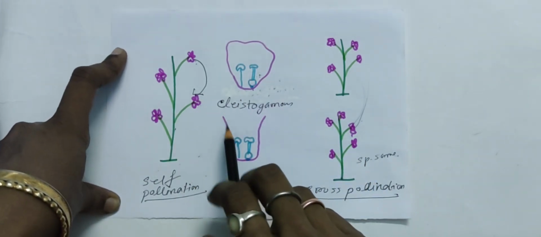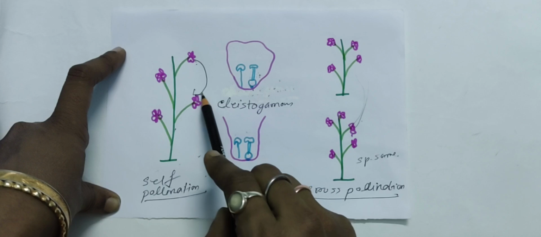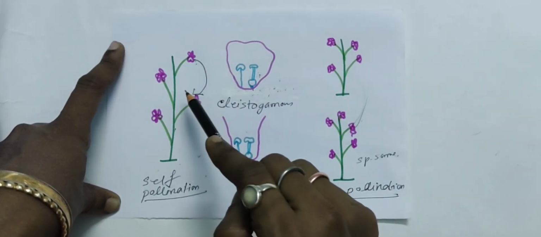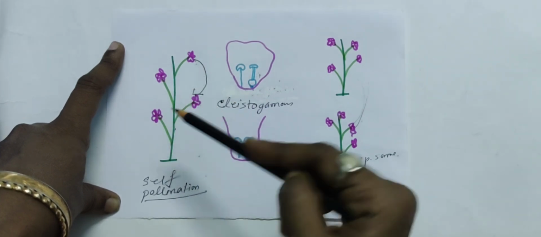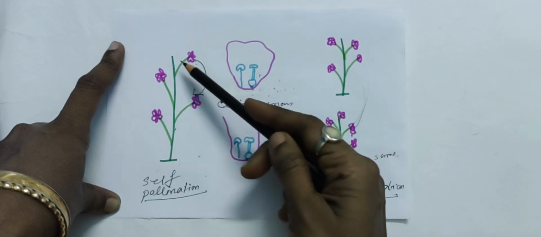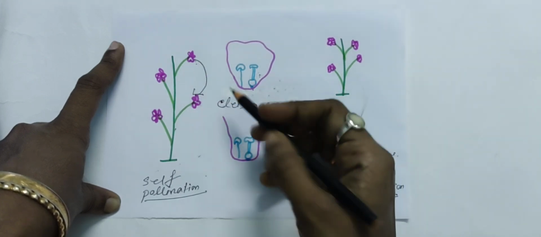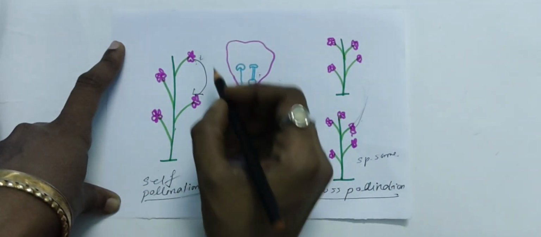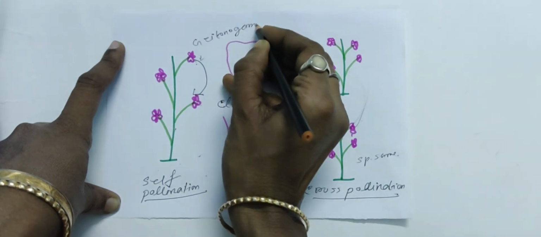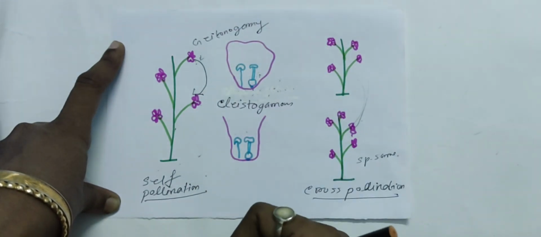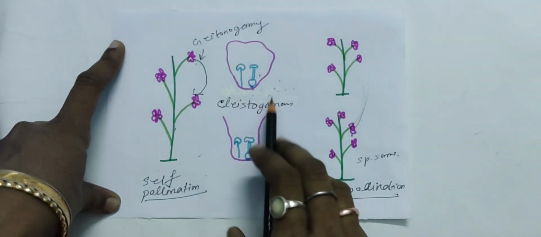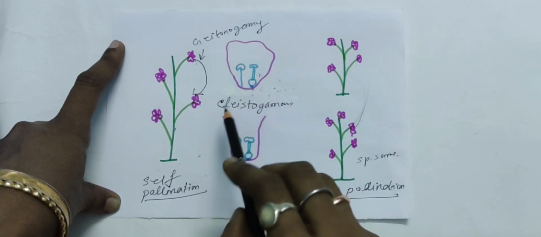And in another case, when the transfer of pollen grain occurs from one flower to a different flower and both the flowers are situated on the same plant, that is also self-pollination. Transference of pollen grain from one flower to another flower of the same plant, that kind of pollination is called geitonogamy. Okay, this is geitonogamy.